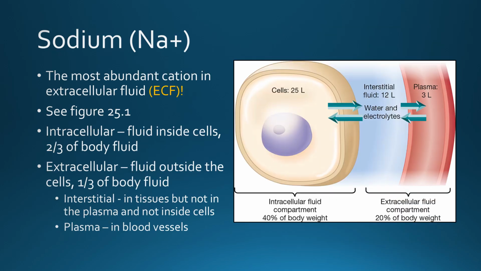So sodium and potassium are the two electrolytes that we're going to talk about. And sodium is the most abundant cation. Remember, it's a cation because it has a positive charge, and an anion has a negative charge. The most abundant cation in the extracellular fluid, so all the fluid outside of the cell, which is the interstitial fluid and the plasma.